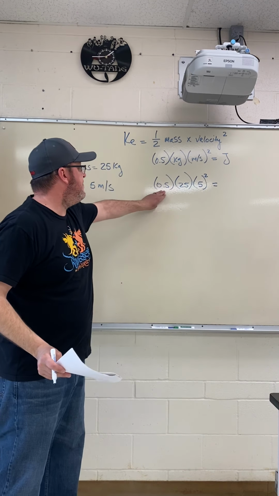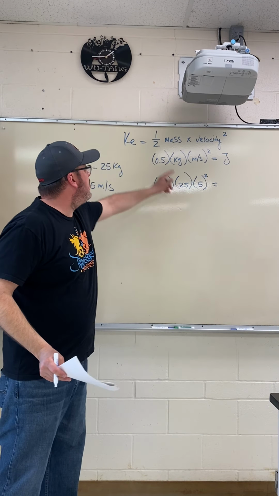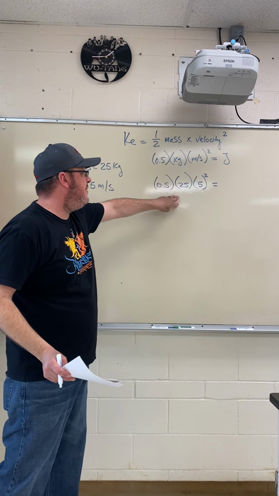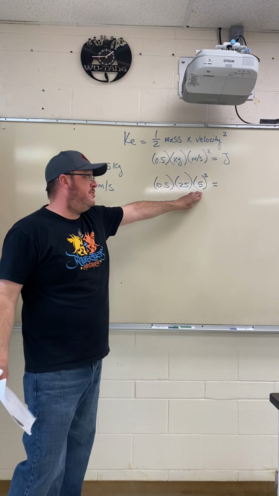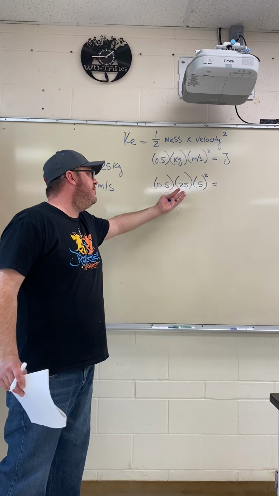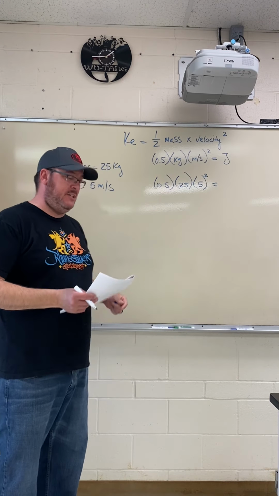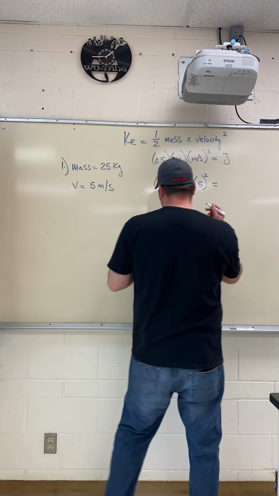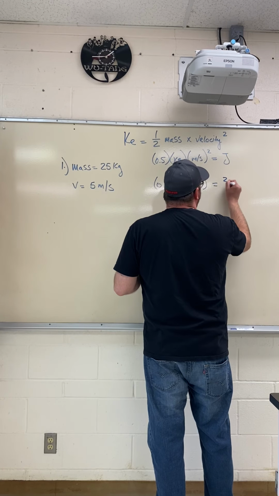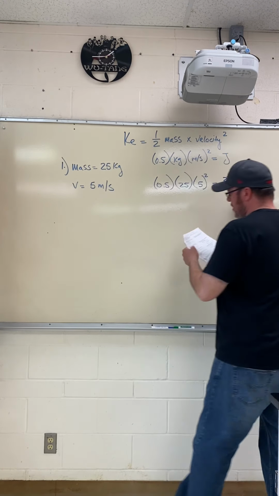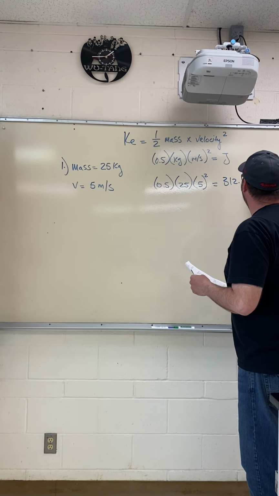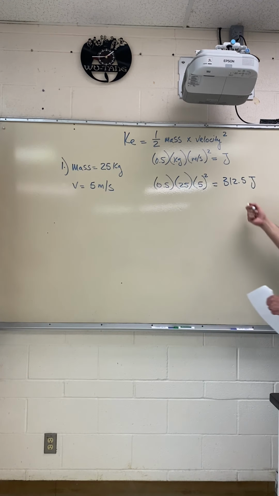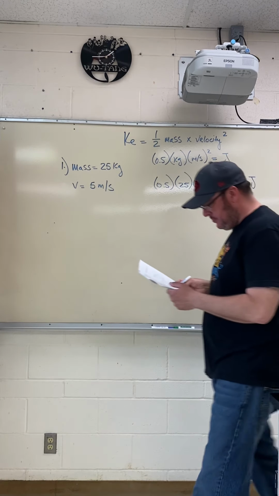Now, you could solve this separately. You could go 0.5 times 25, or 1/2 times 25, so you get your 12.5. And you also do your 5 times 5 to get your 25 and multiply them together. But I've learned within using parentheses in my calculators, it's much easier this way. So if I punch it together like this, my answer will be 312.5 joules. So that's how much energy I would have if I had a 25 kilogram object moving at 5 meters per second.